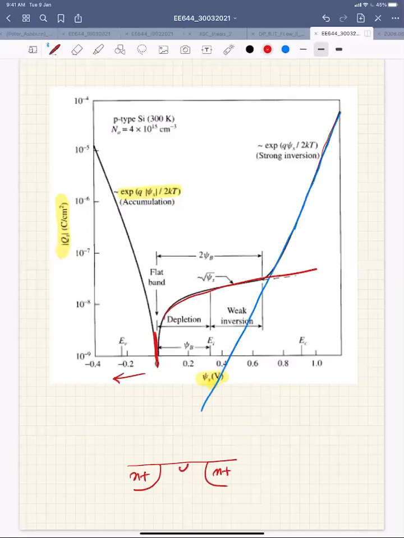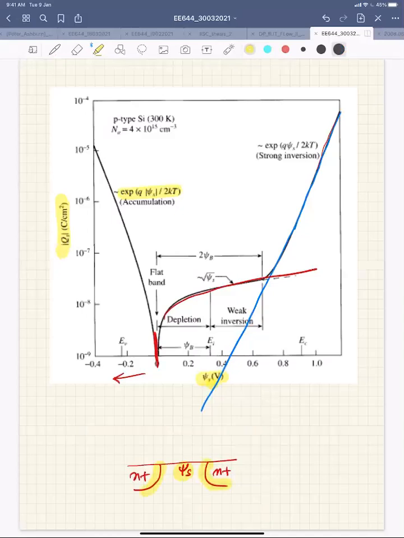So this is psi s here, the potential at the surface, right? When psi s is very small, that means these two junctions are less forward biased, so we have a smaller number of electrons. But there is depletion charge, right? As you go on increasing psi s, your number of electrons increases exponentially.